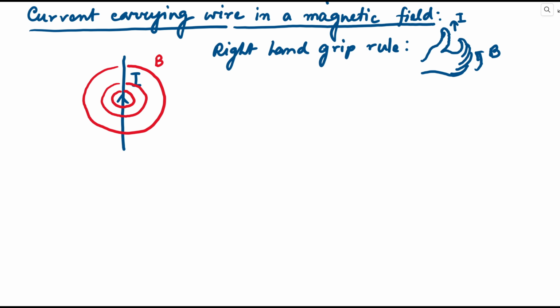So if we apply that same rule for this current carrying wire over here, then if we point our thumb straight up and then curl the fingers of our right hand, we can see those are curling in the anti-clockwise direction, and therefore these circular magnetic field lines are pointing in the anti-clockwise direction. Okay, so that's how we get the direction of the magnetic field set up by a current carrying wire.